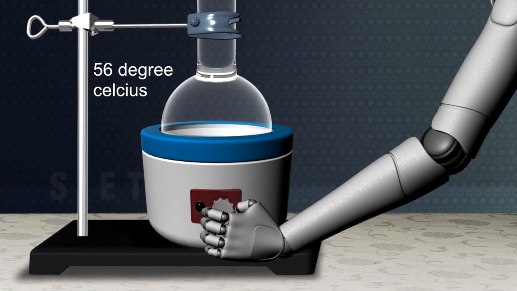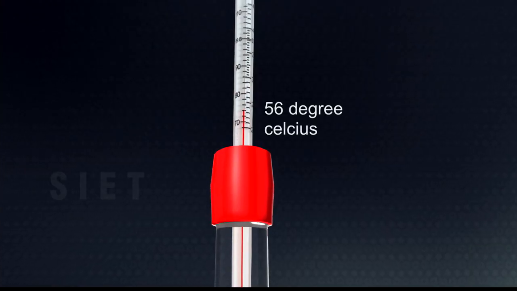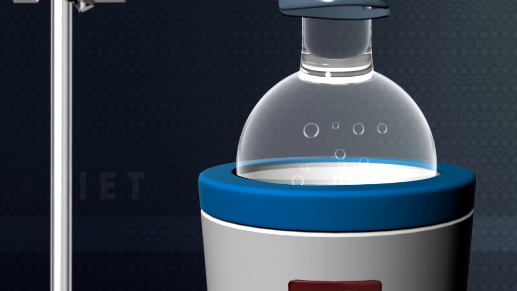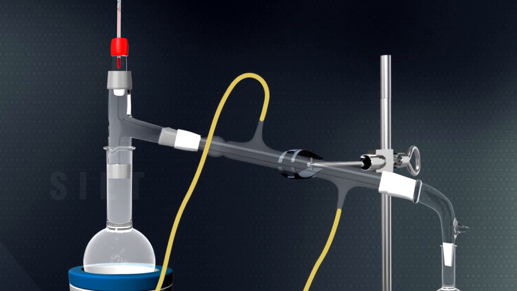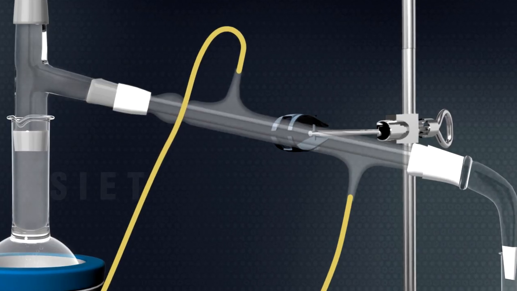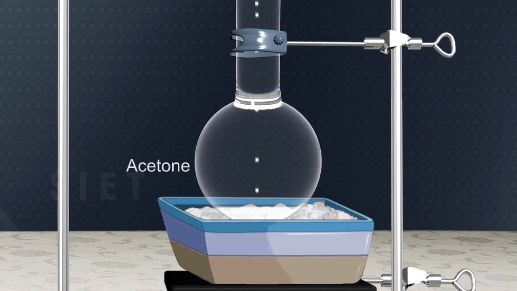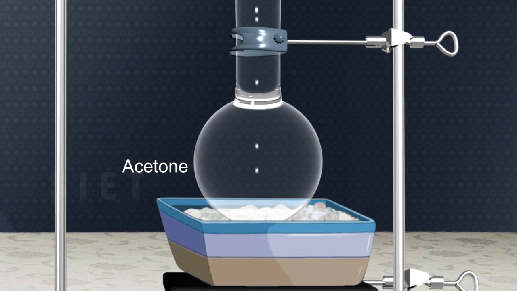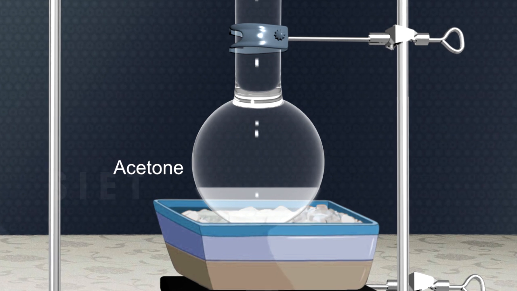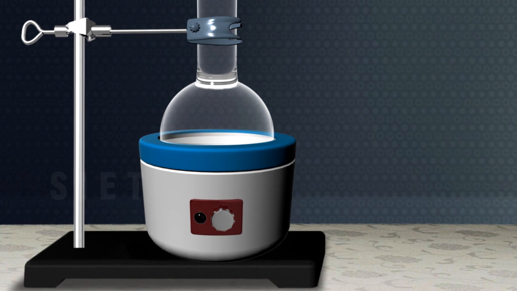Set the temperature of the heater to 56 degrees Celsius and allow the mixture to boil. At 56 degrees Celsius, acetone vaporizes and the vapors pass through the condenser and condensation occurs. The acetone is collected in the receiver flask in the liquid form. Water is left behind in the distillation flask.